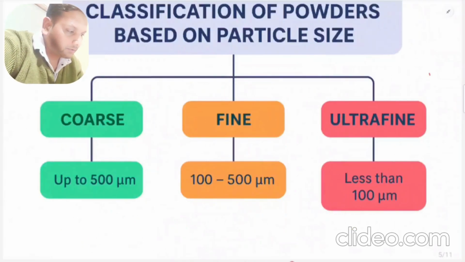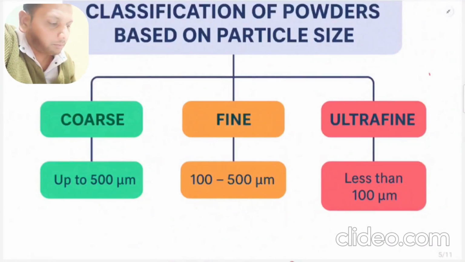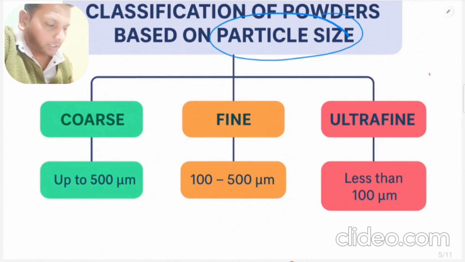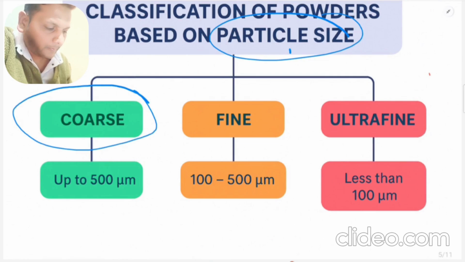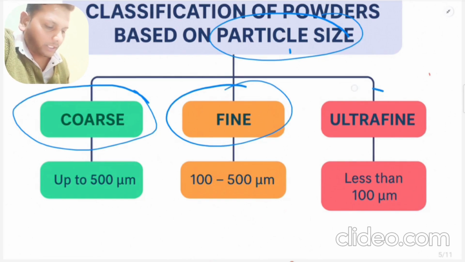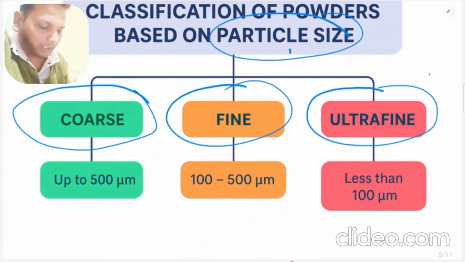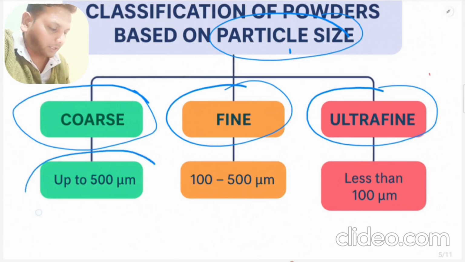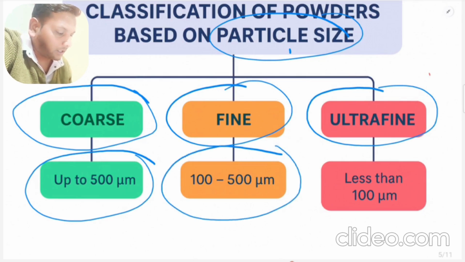Now the classification of powders based on particle size. Based on particle size they are classified in three categories: coarse powder, fine powder, and ultra fine powder. For coarse powder the particle size is 500 micrometers or more, in the case of fine powder the particle size is 100 to 500 micrometers, and ultra fine is less than 100 micrometers.